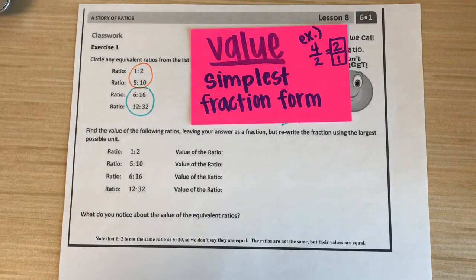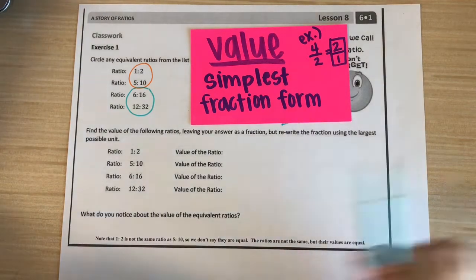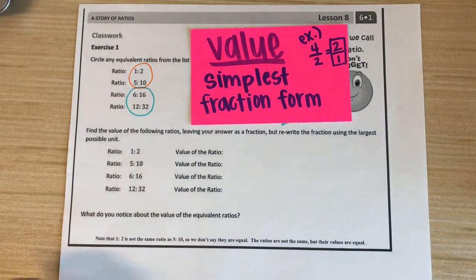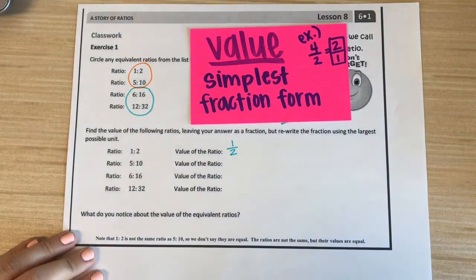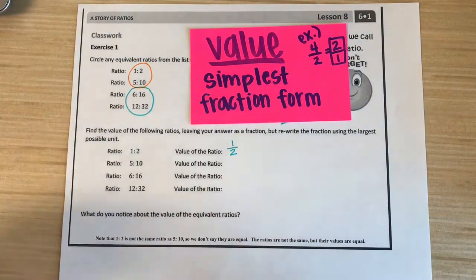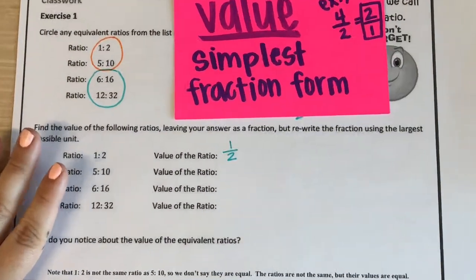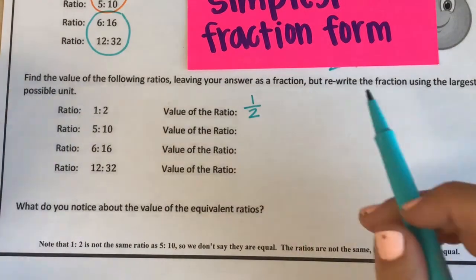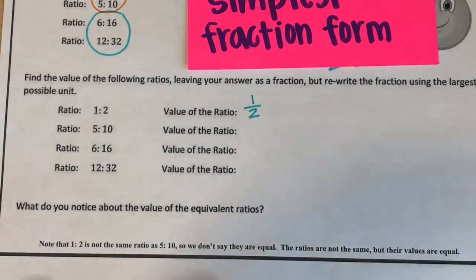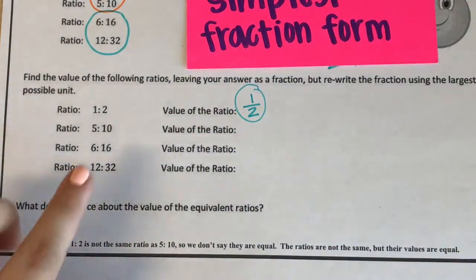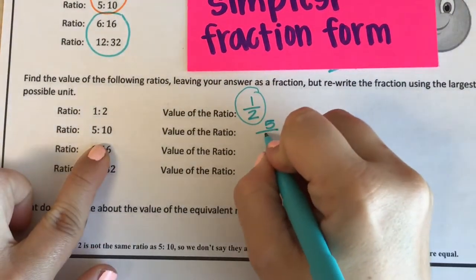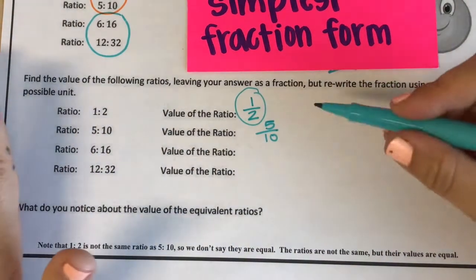All right, so we have here the same ratios that we used from part A, the top portion here. Okay, so for 1 over 2, I cannot reduce that down anymore. Let me zoom in a little bit. That is already in its simplest form. It doesn't reduce down any further. So that one, the value of the ratio is 1 over 2. But now here where I have 5 over 10, that does reduce down.